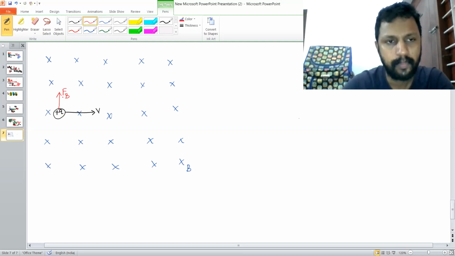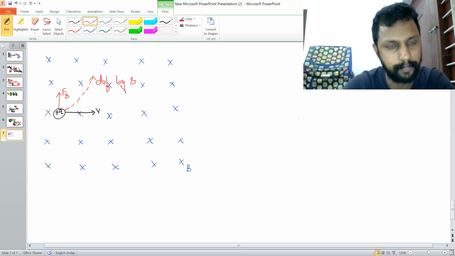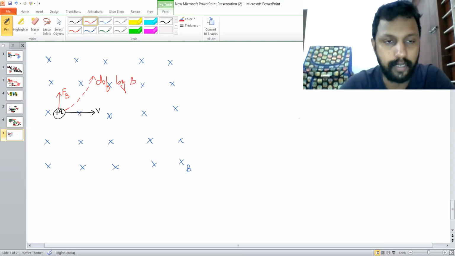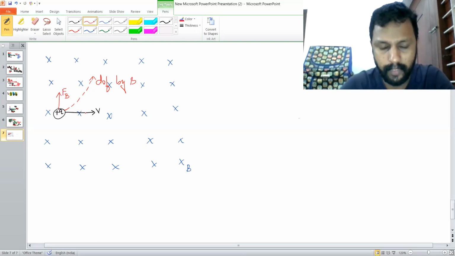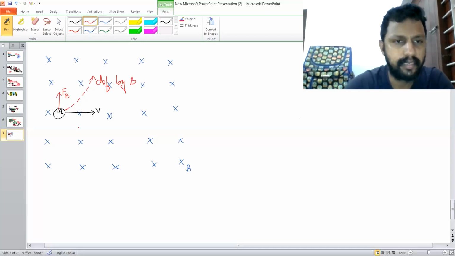Then due to this magnetic Lorentz force, there will be a deflection in the charge. Therefore, due to this magnetic field, the charge will get deflected in this fashion. Let me write it: deflection by magnetic field. In order to avoid this deflection, we have to create an electric field.